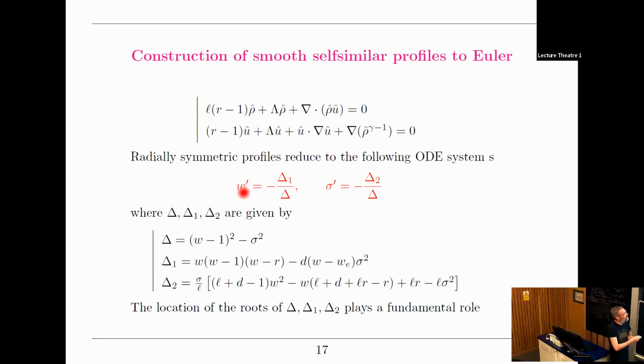So you have now rho and u replaced by two new unknowns. Let me not say exactly how they are connected, but you have two unknowns, W and sigma, and then your ODE system is that W prime is minus delta 1 over delta, sigma prime is minus delta 2 over delta, and delta, delta 1, delta 2 are explicit polynomials in W and sigma. So you have a 2x2 autonomous system. Yesterday, Julie told us that it's not so easy to deal with a 2x2 non-autonomous system. And here it's even autonomous, and yet it's still not easy.